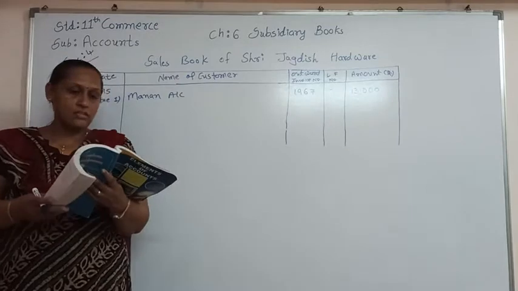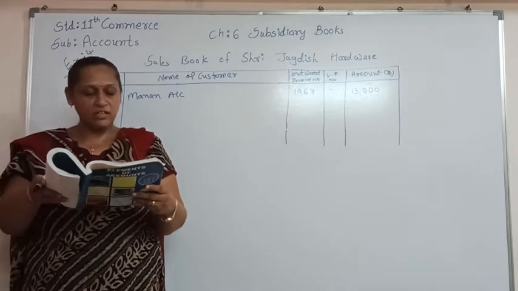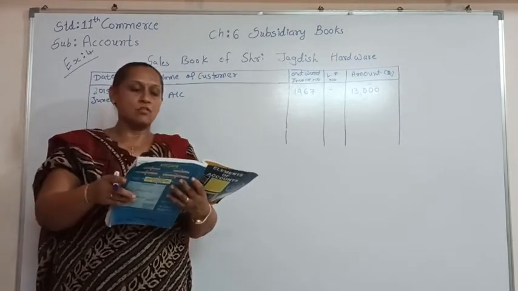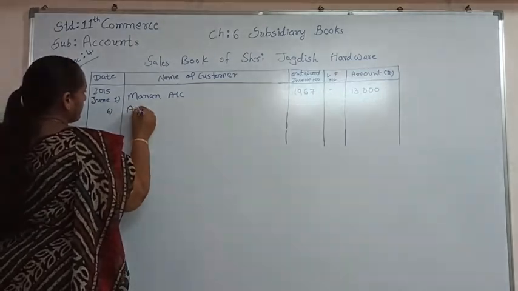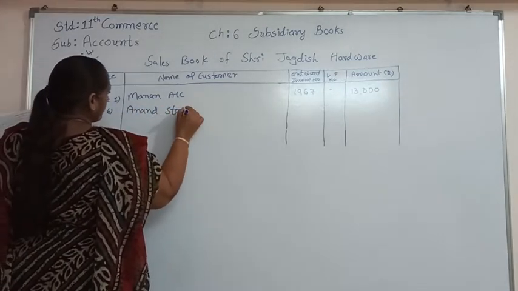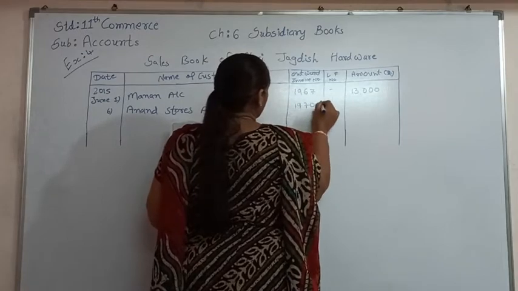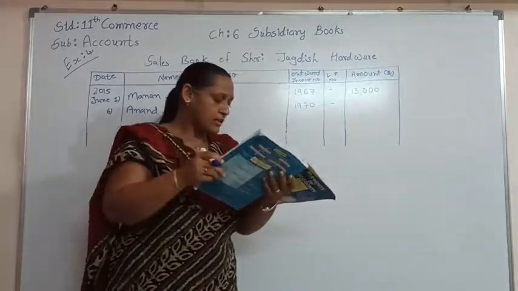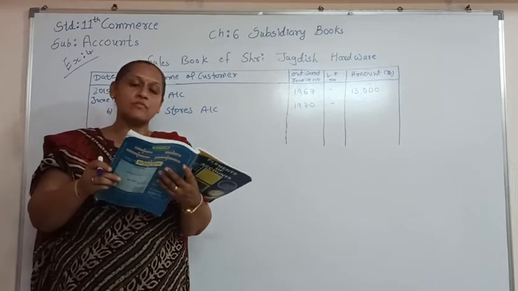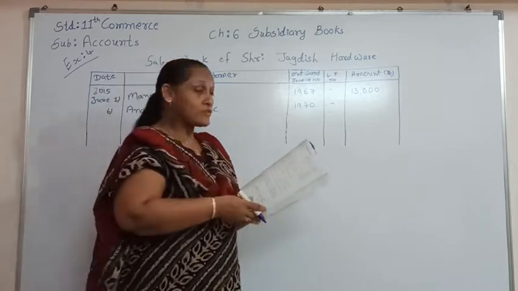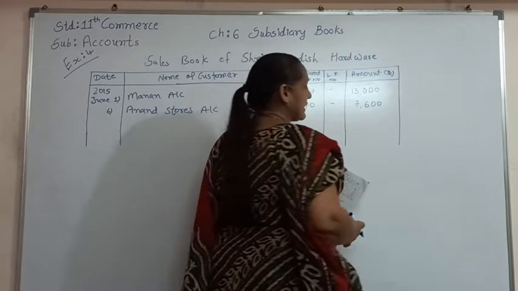Now next, on the 6th, goods of rupees 8,000 sold at 5% trade discount to Anand store, labor 300, bill number 1970. So date 6, Anand store account, bill number 1970, and the amount 27,600 that we are going to record.